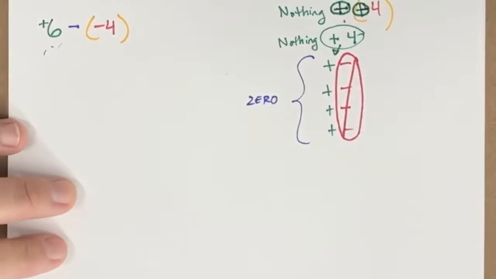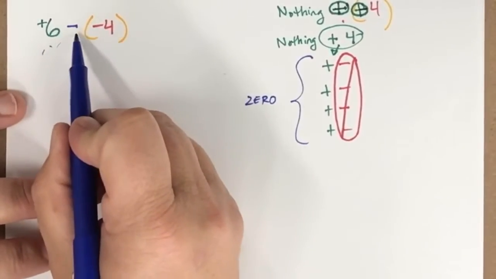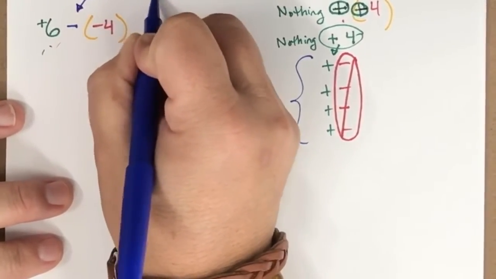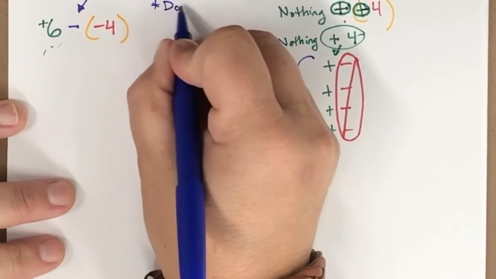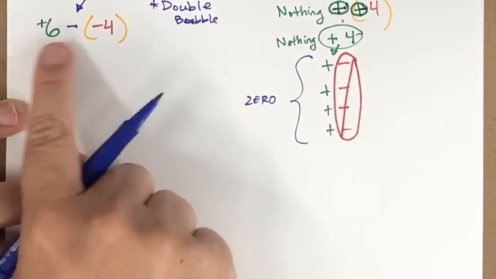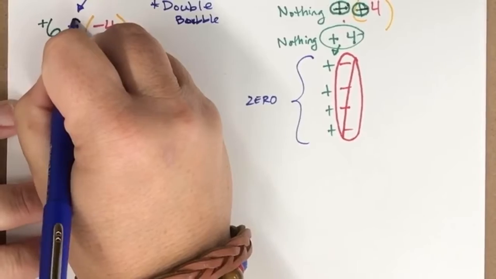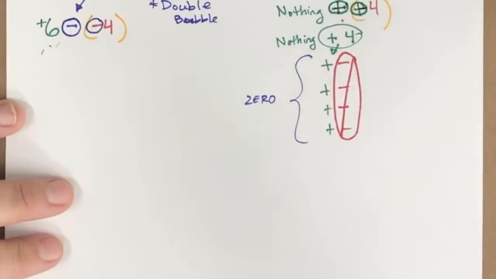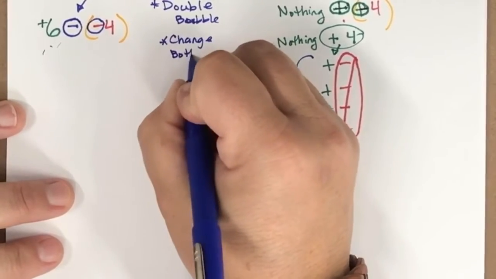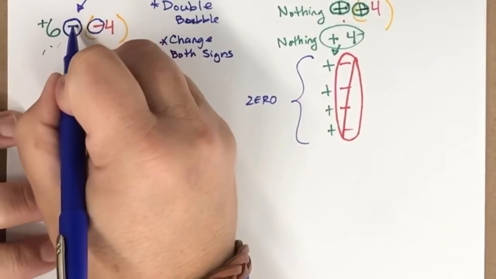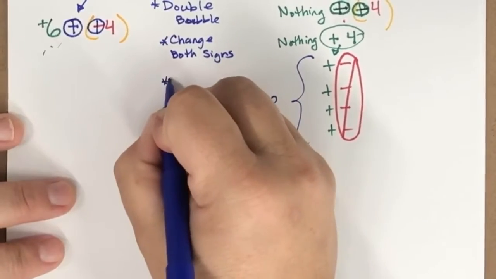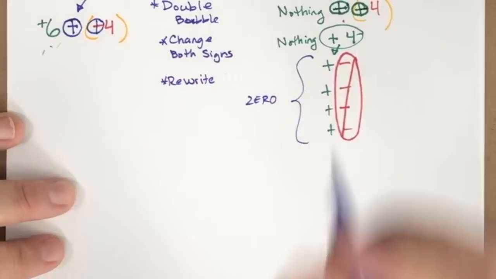So how that looks over here, right? So now we're going to say 6 minus -4. So I see that this is subtract. So if I'm going to subtract, then I'm going to double bubble. Because really, if it's subtraction, it is like adding. So what I'm going to do is make 2 circles around these 2 things, 2 bubbles. And then I'm going to change both signs. So if it's a subtraction, that becomes positive, but I have to make sure I change this one. And then I'm going to rewrite it, so that I can see it clearly.